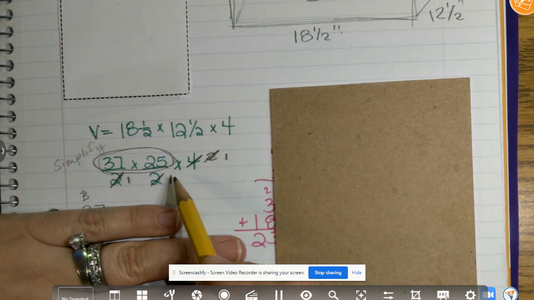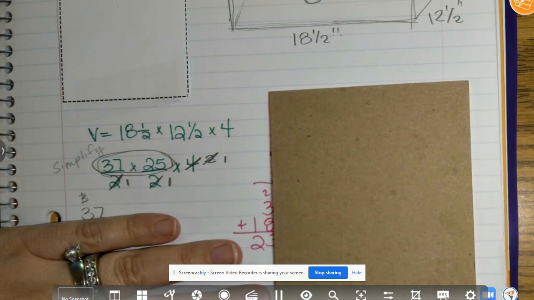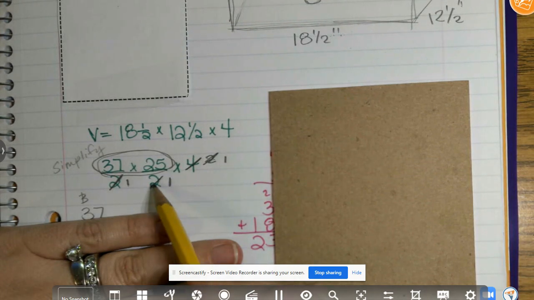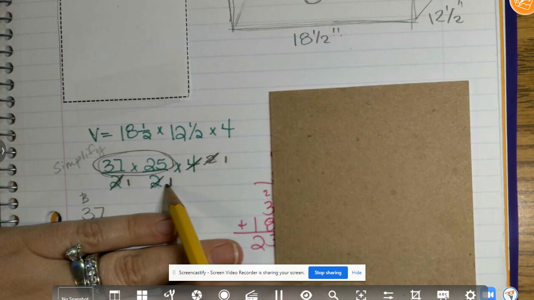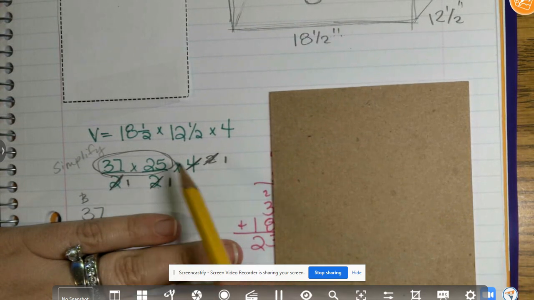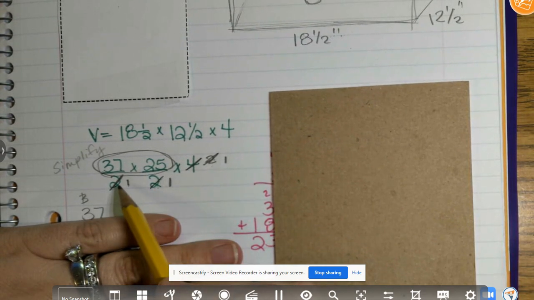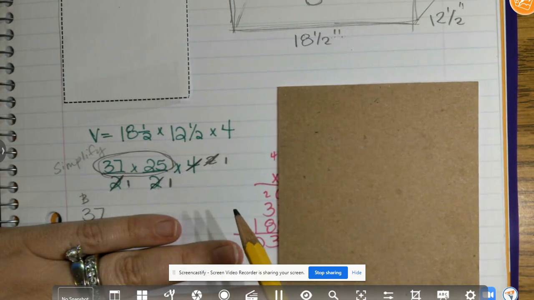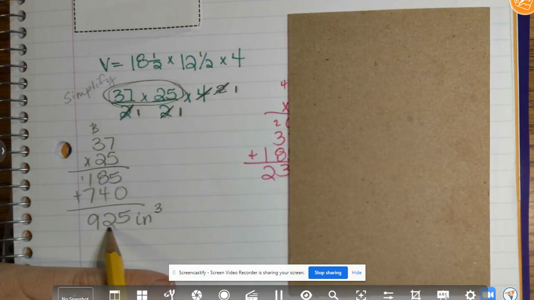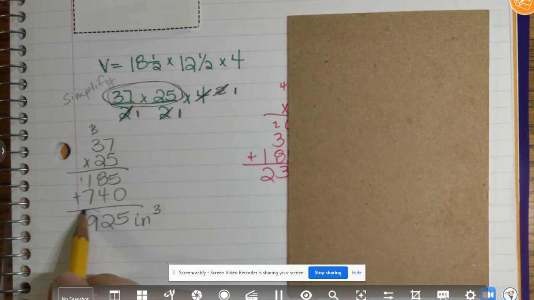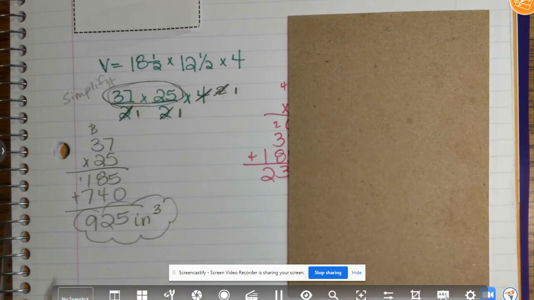So 2 can go into 4 2 times. 2 can go into 2 once, and then I had another 2. 2 can go into 2 one time, and 2 can go into itself one time. So then I'm left with just this 37 times 25. And when I multiply it out, I get 925. So my answer would be 925 cubic inches. That's how I would say that.